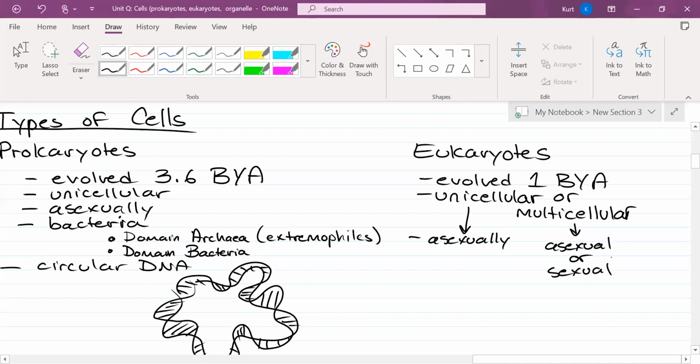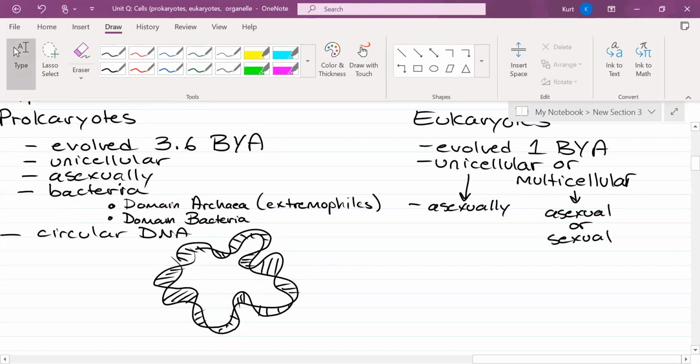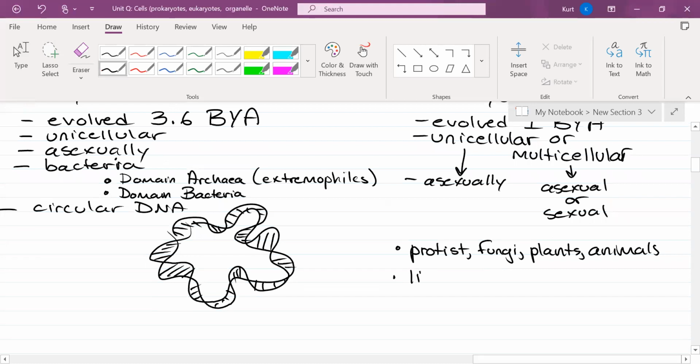Let me ask you guys this. If I had an organism that was 10 cells, do you think it reproduces sexually? No, it's still going to be asexual. But if you have a more complex organism, then that's more likely to be sexually reproducing. The organisms that are eukaryotes would be protists. Do not get protist confused with prokaryote. We have fungi, we have plants, and we have animals. All of these are eukaryotes. And they have linear DNA.